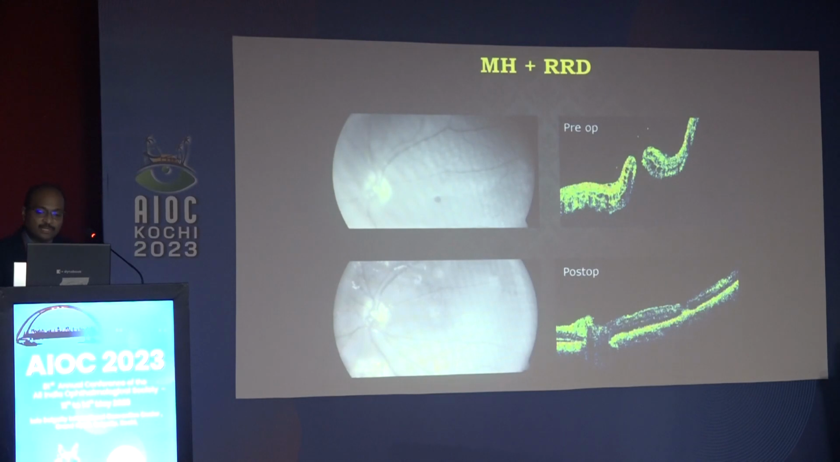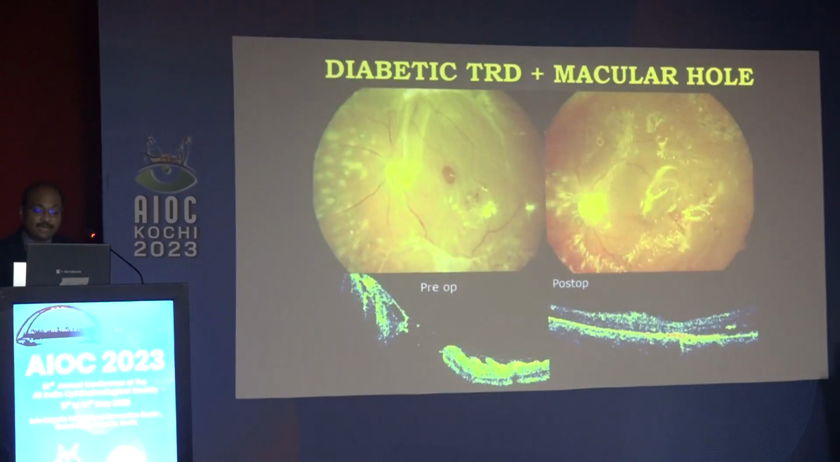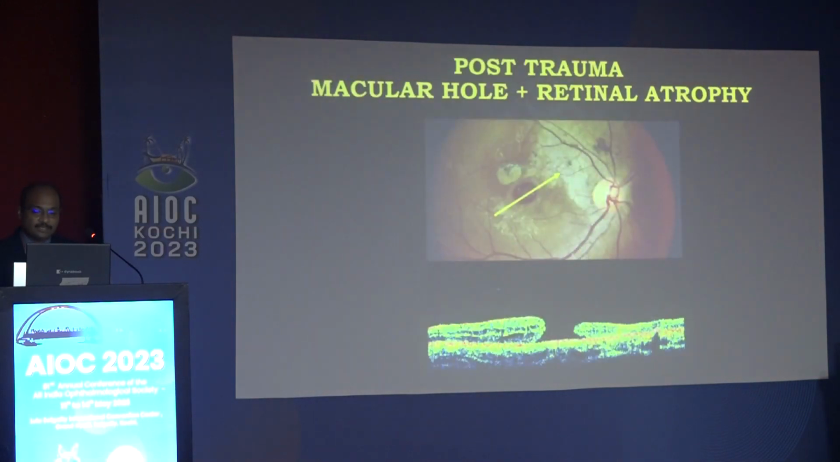This is a macular hole with a rhegmatogenous detachment, which settled after vitrectomy and putting in oil. And this is a diabetic macular detachment. You can see the traction there and a stretch hole. And after vitrectomy, removing the traction and putting in oil, you can see it settling there. This is trauma. Here you can see a settled commotio retinae.